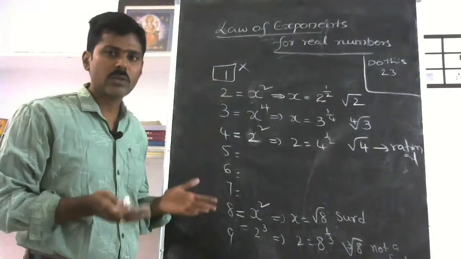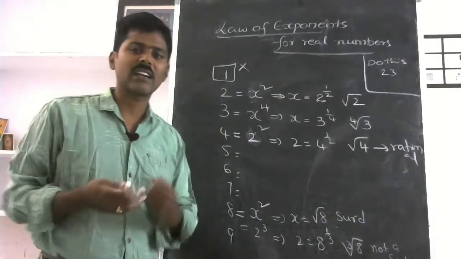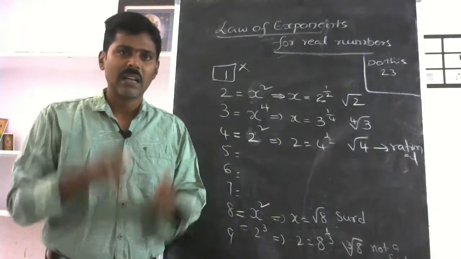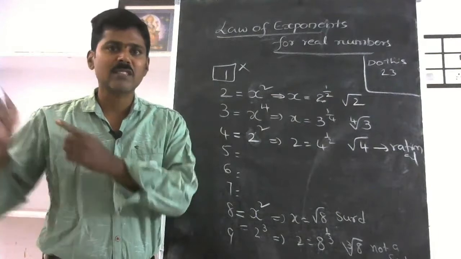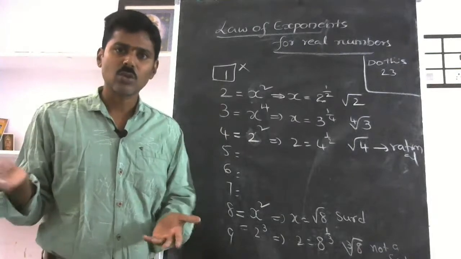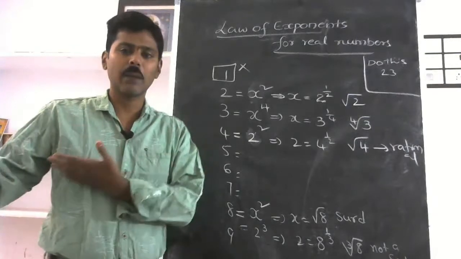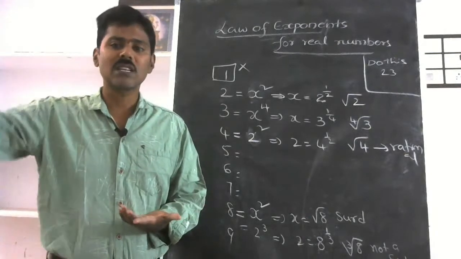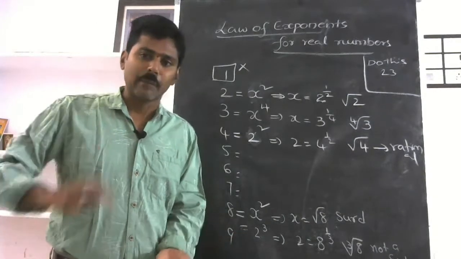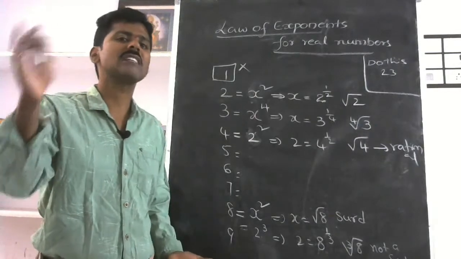Just imagine why I am mentioning that root 3 is a surd. Immediately, what idea should you get in your mind? Square root 3: yes, 3 cannot be expressed as square of another number. So square root 3 is a surd. 9 cannot be expressed as cube of another number, so cube root 9 is a surd. 9 can be expressed as square of another rational number, 3. So square root 9 is not a surd.